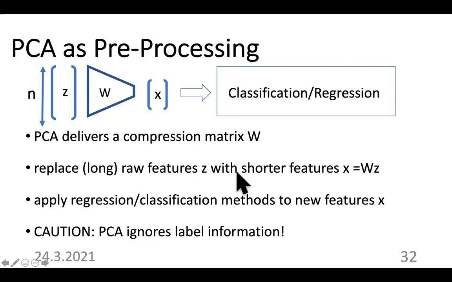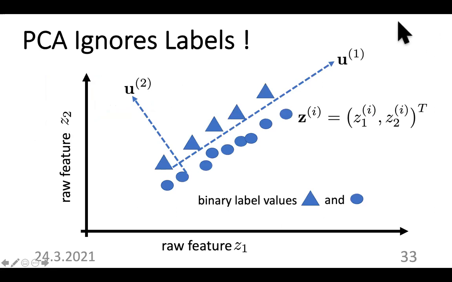However, there is one pitfall in this approach, which might be very relevant in practice, because PCA ignores the label information. So I want to illustrate this by this simple data set. Let's say we have data points represented by two raw features. We have raw feature C1, represented on the horizontal axis, and raw feature C2, represented on the vertical axis. And each data point is characterized by a label, which is either a triangle or a circle.